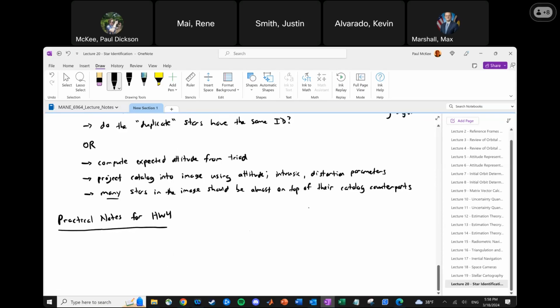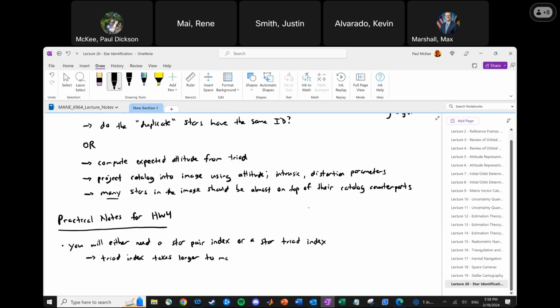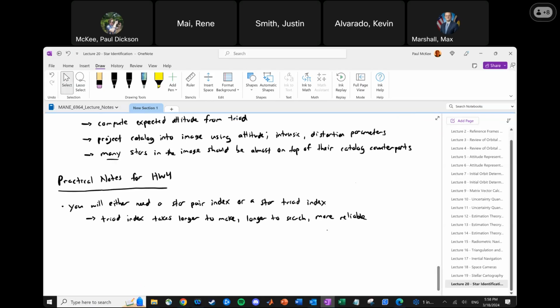So you will either need a star pair index or a star triad index. The triad index takes longer to make, takes longer to search, but is more reliable. That's the trade-off. This is what I did. Maybe not the smartest way to do it, but this is what made sense to me. I made a huge matrix.